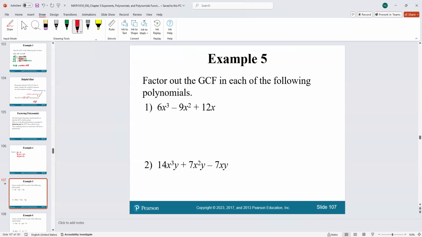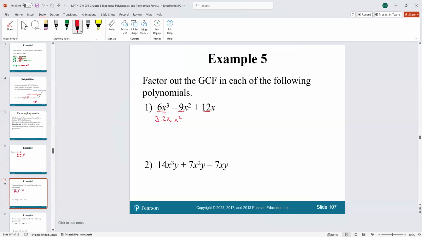Now, if they said factor out the GCF in each of the following, first of all, we need to find the common factors of 6, 9, and 12. What is the common factor between 6, 9, and 12? We know for 6 and 12, the common factor is 6. But for 6 and 9, the common factor is only 3. And for 9 and 12, the common factor is only 3. So we know we can rewrite this one as 3 times 2x times x squared.